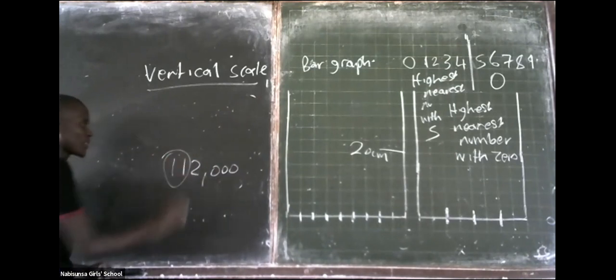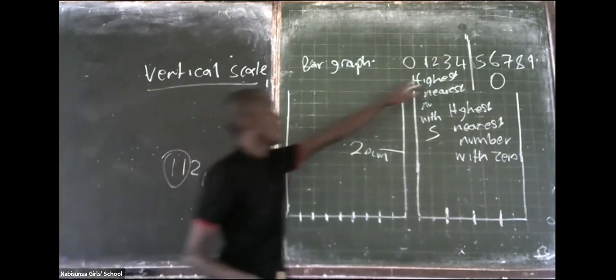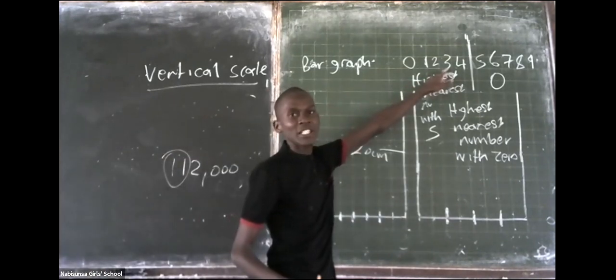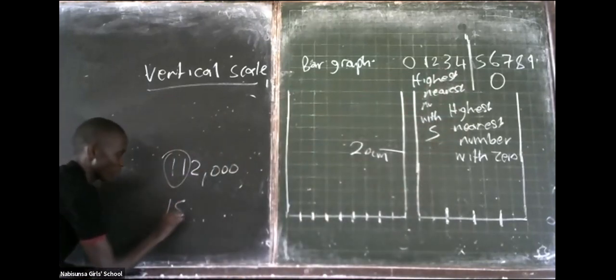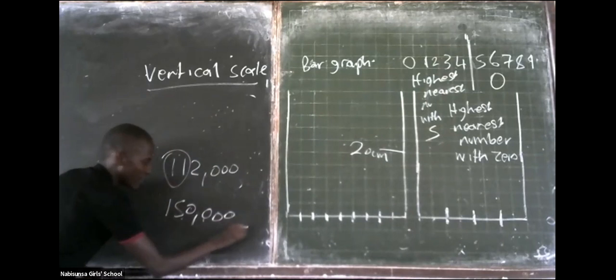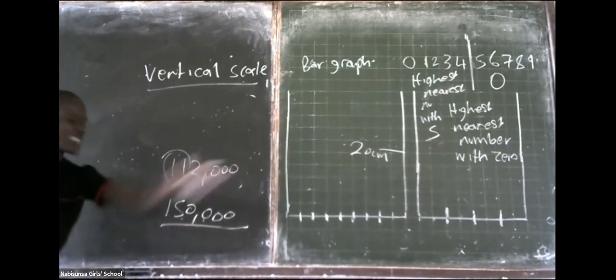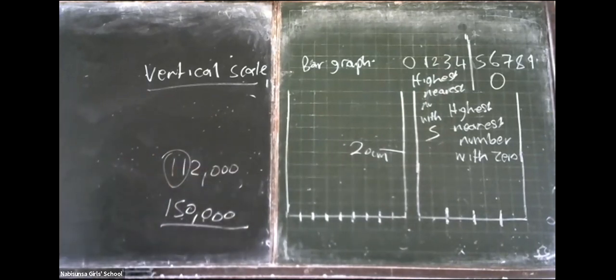We take the first two. Which number am I going to use? I have said these ones which are below. 15. The nearest, highest number. So it means I'm going to use 150. These others, I convert them to 0. Remember we are learning how to get the horizontal scale.